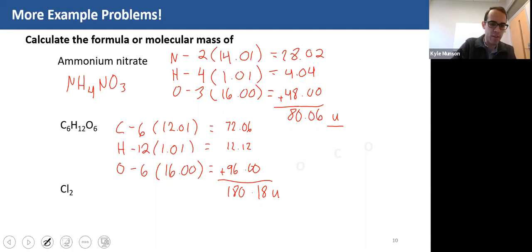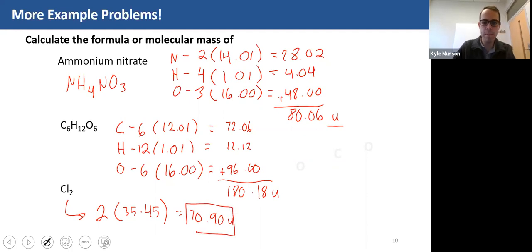The last one's pretty easy. We're given the atoms already. We have 2 of them. So we have basically 2 chlorine atoms times the atomic mass, 35.45. So it equals 70.90 U. Okay. So hopefully that made sense.